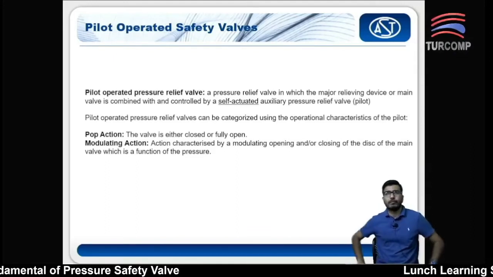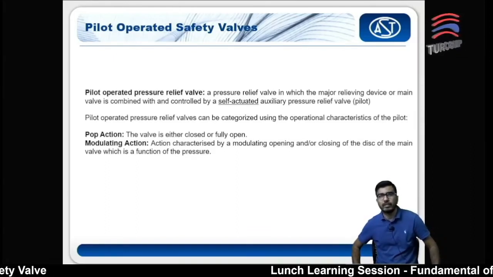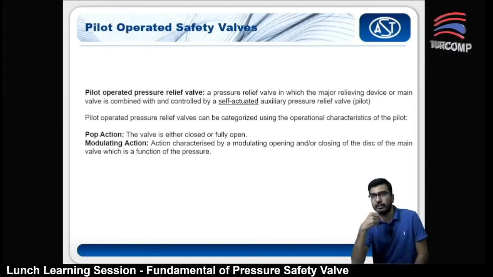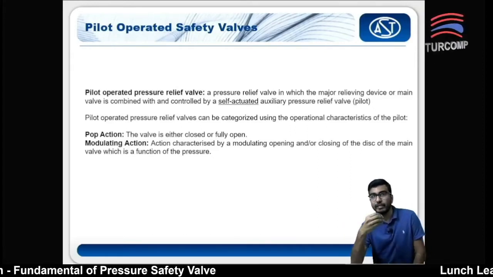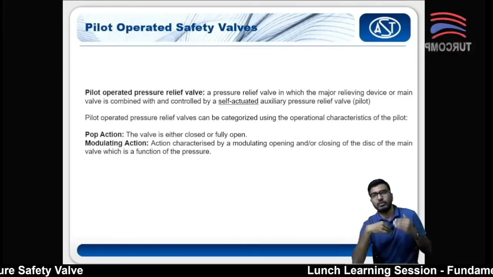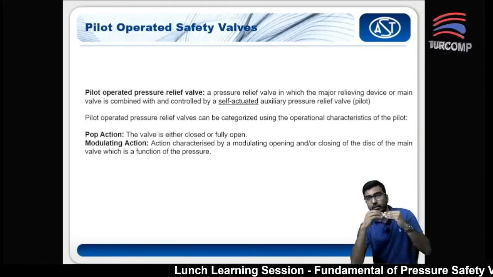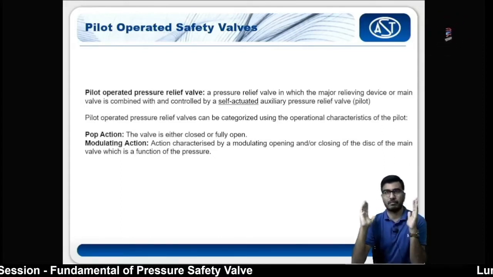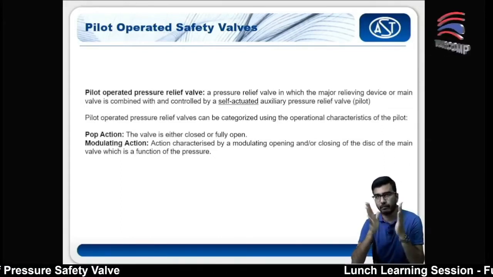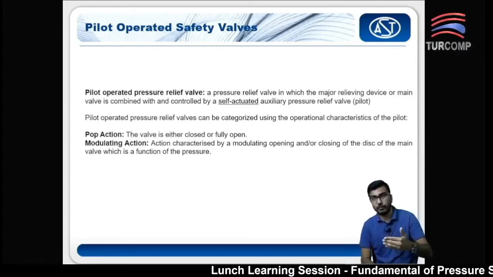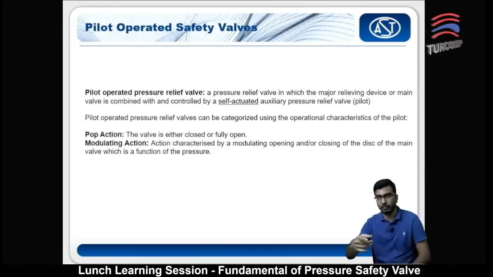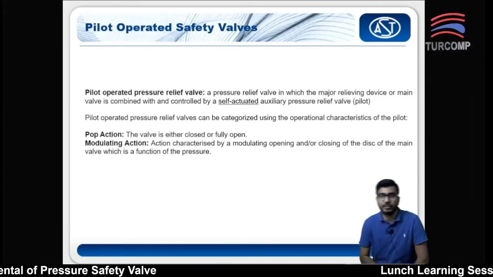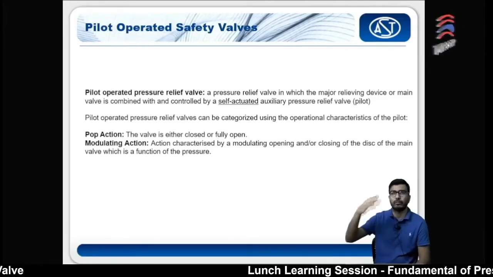So there are two types of pilot operated relief device. The first one is pop action, meaning to say it is used in fully open or fully closed condition. So these are when you need it to relieve very fast. Because with the conventional type you have a spring, and this one you set, it will straight open, boom, pop. So when you have conditions requiring very fast action of relieving, you will opt for this one. And the second type is the modulating action. So the action is characterized by modulating opening and closing of the disc.